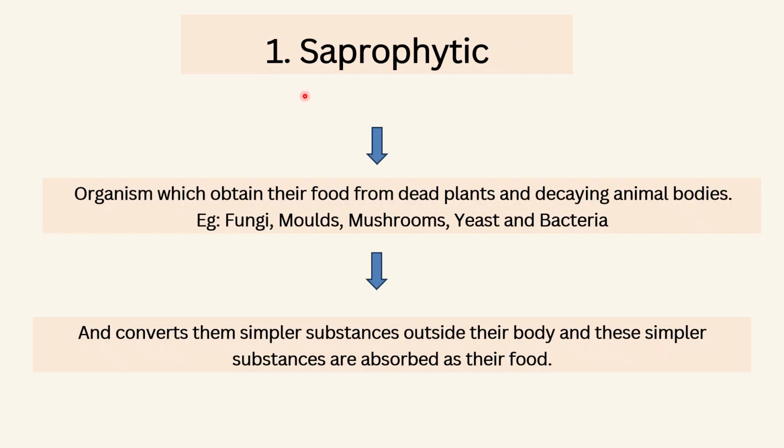Heterotrophic is further divided into three types: saprophytic, holozoic, and parasitic. Now, saprophytic are the organisms which obtain their food from dead plants and decaying animal bodies, such as fungus, molds, mushrooms, yeast, and some bacteria. And these convert the simpler substances outside their bodies, and these simpler substances are absorbed as their food.